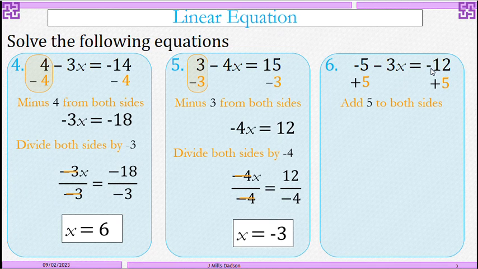You need to know how to work out negative 12 plus 5. If you're not sure, use the number line and count it properly. So you're going to have negative 3x equals negative 7. Negative 12 plus 5 is negative 7.